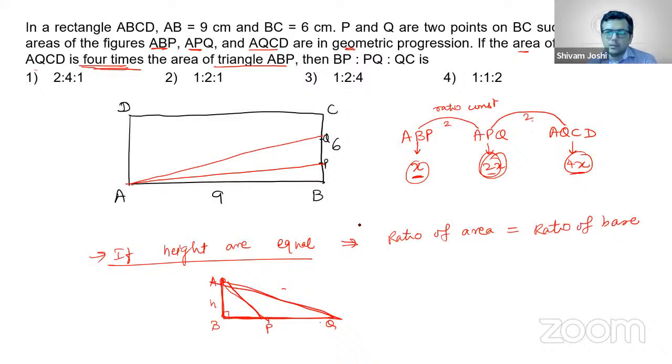If the heights are equal, then the area ratio will be same as the base ratio, correct? So what is the area ratio between these two? 1:2, which means the bases are also in the ratio of 1:2. So if you take this as 1, this can be 2, right? You can take this as K also, 1K and 2K, not a problem, right? And I'm putting the areas also, which is 1x here, 2x here, and 4x here, right? So looking at this 1x, 2x, and 4x, what do you think is the total area of the rectangle? Definitely it is 7x. Simply the addition of 1, 2, and 4, the total area is 7x.